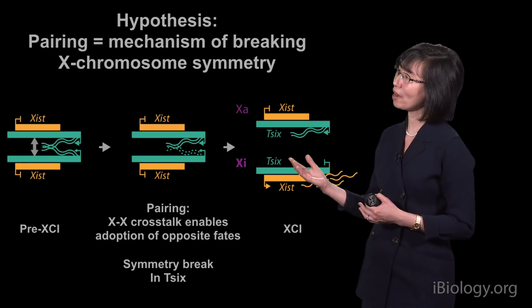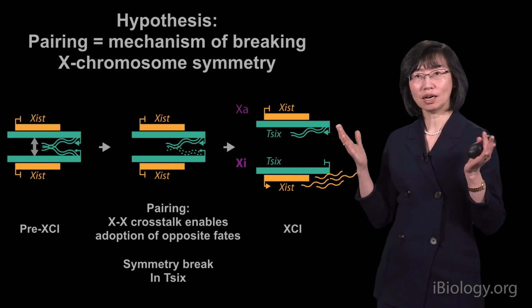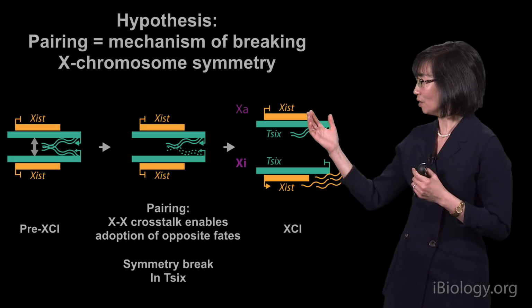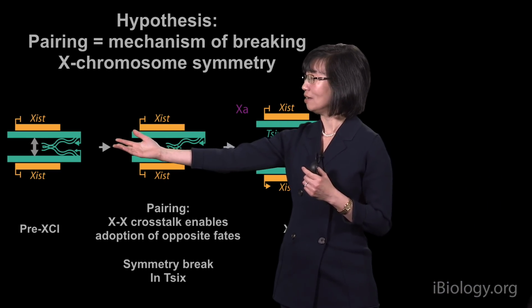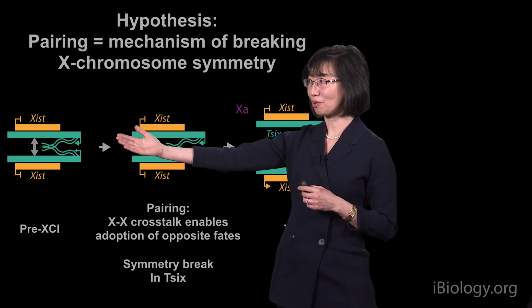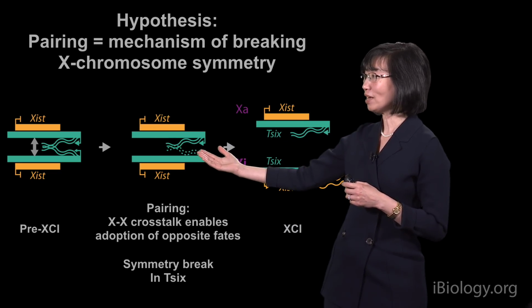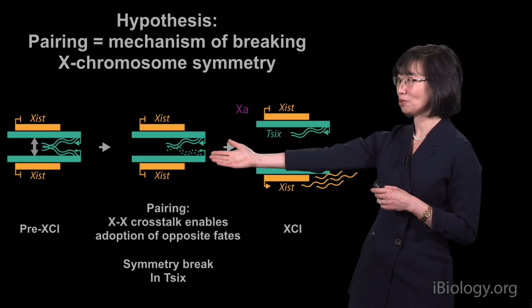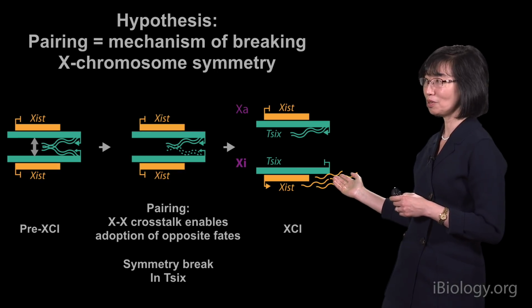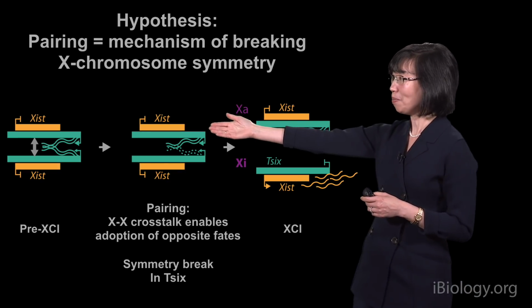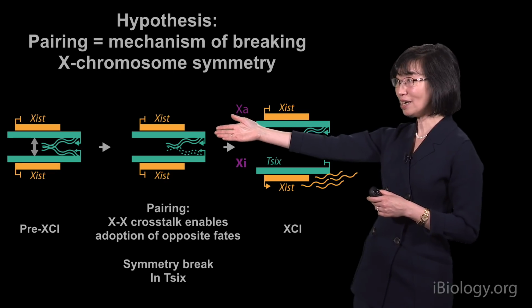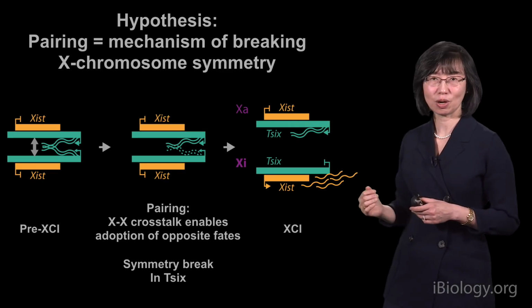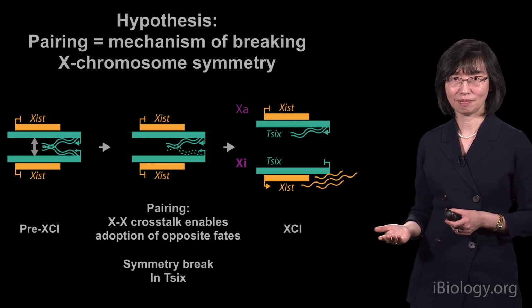So we propose that pairing is a mechanism by which the two X chromosomes can break their epigenetic symmetry. Prior to the onset of X inactivation, Tsix is expressed from both X chromosomes, and then the process of pairing results in the loss of antisense expression from one X chromosome, and it is from that chromosome that Xist becomes upregulated. And on the opposite X chromosome, Tsix persists, and that blocks the upregulation of Xist, allowing this chromosome to remain active in the female cell.